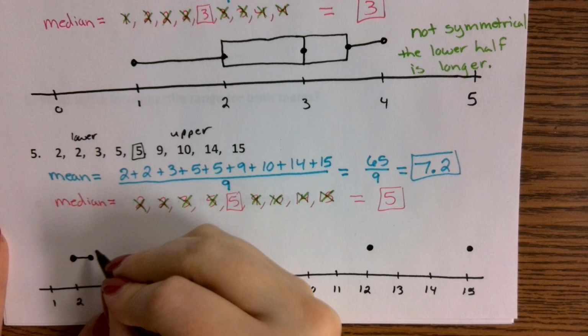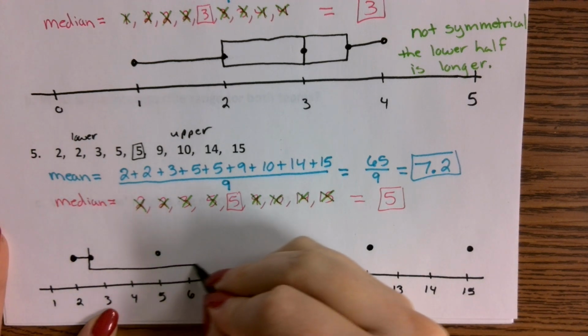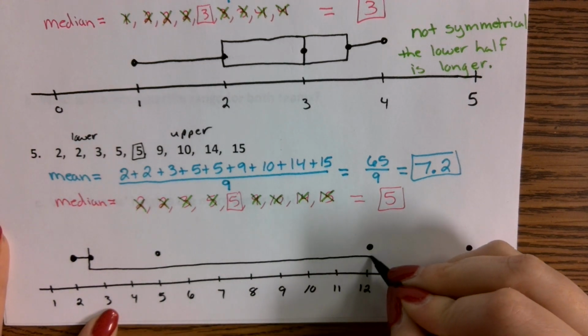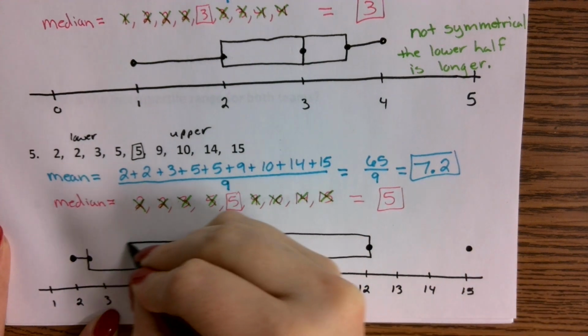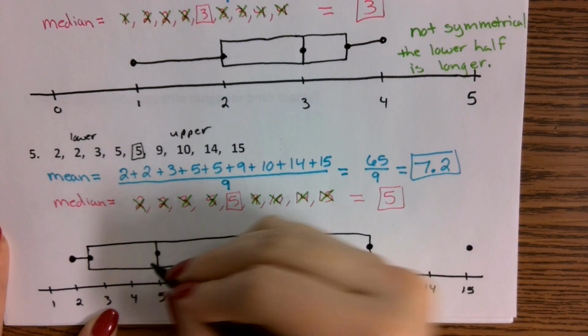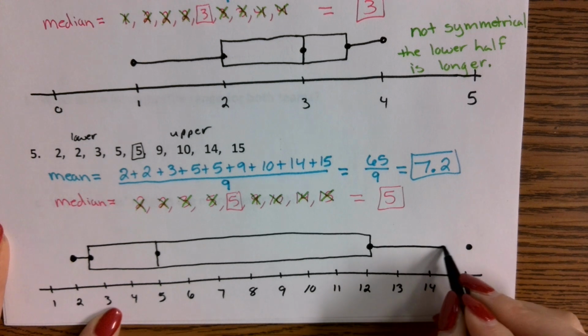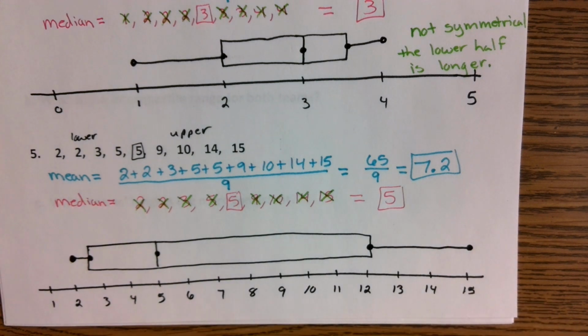Okay, and then we connect. We build our box. And then our whiskers. Daniel, turn around.